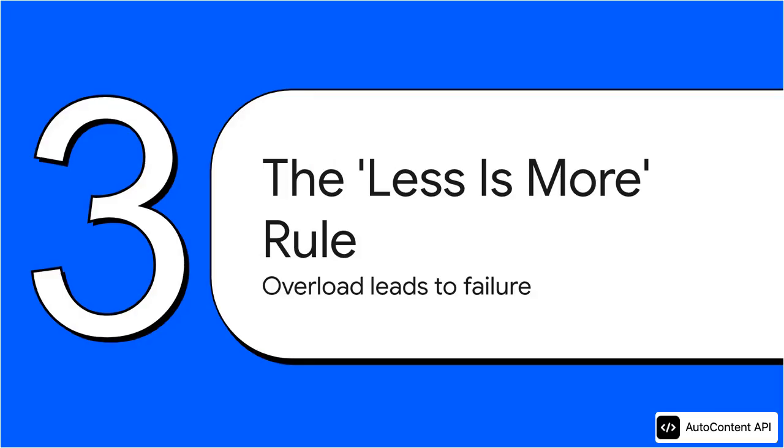This brings us to a totally counterintuitive principle. The less is more rule. I know it sounds backward, but trying to give your AI more info, more rules, and more instructions is one of the fastest ways to make it fail at everything.